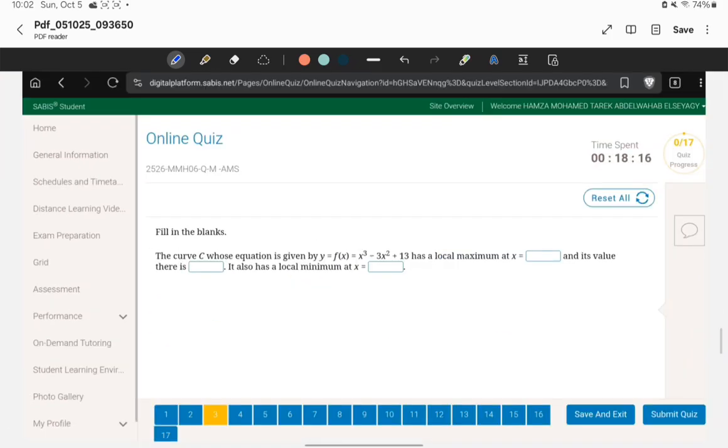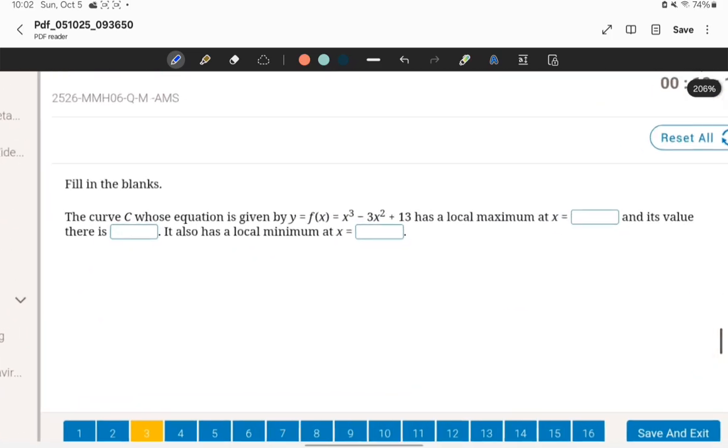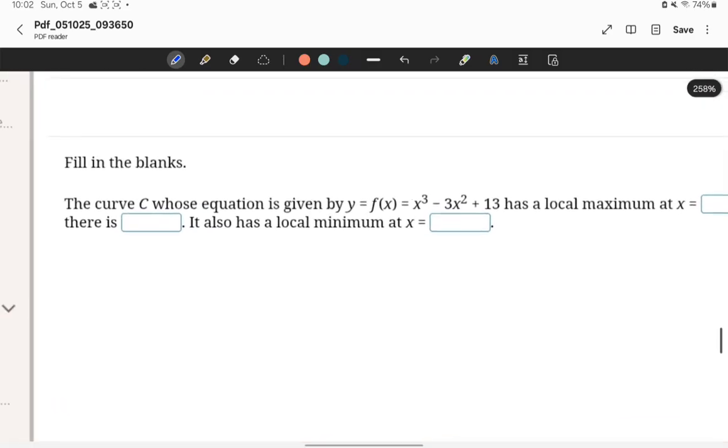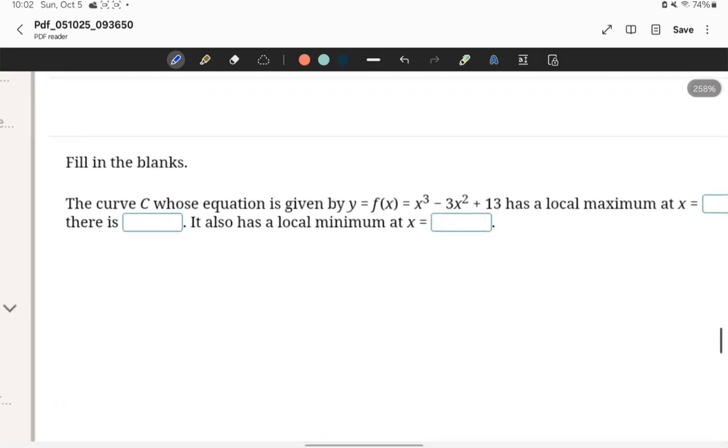That's number 2. Number 3 is local maximum and local minimum. The first thing you should do is differentiate the equation. So that means y prime would be 3x squared minus 6x. And you're going to want to make a table so that everything's easy for you. So x at the top, and you have y prime, and you have y.